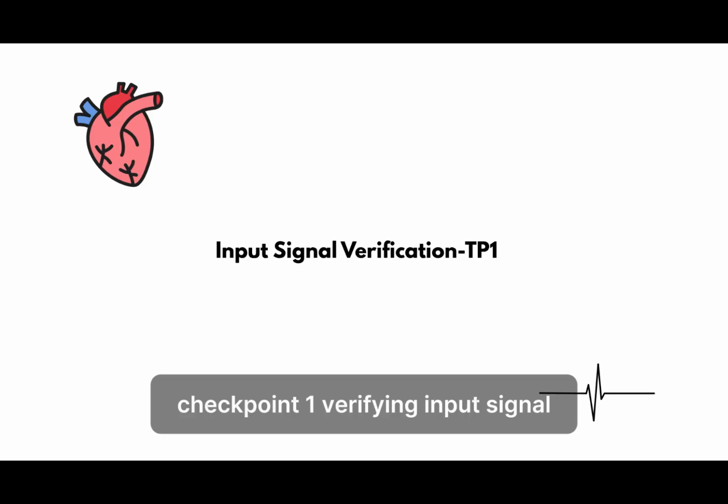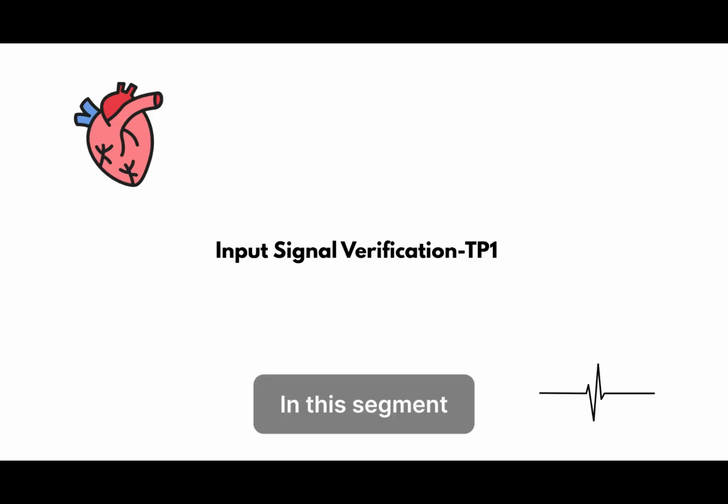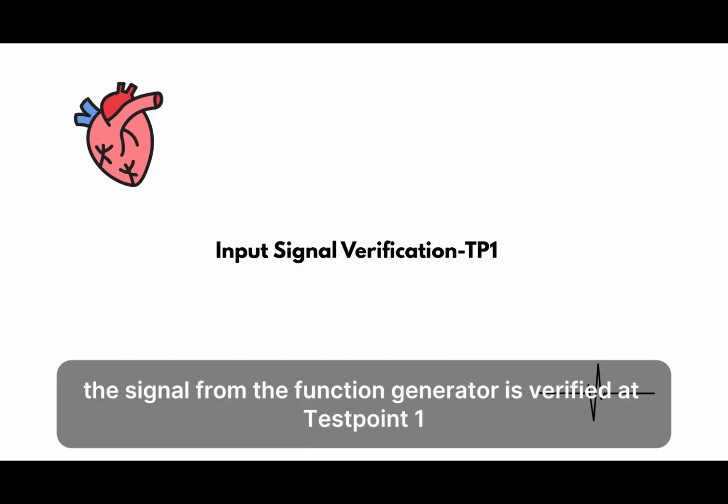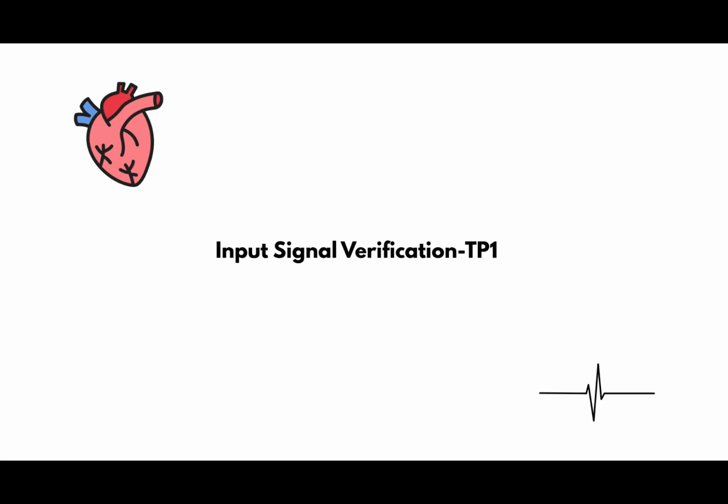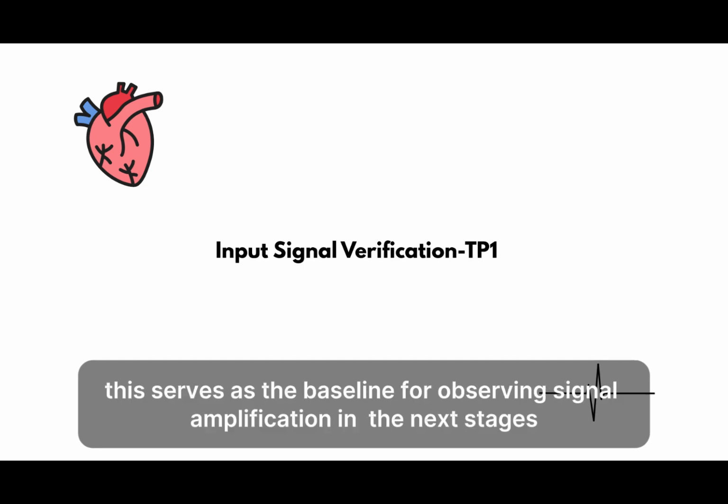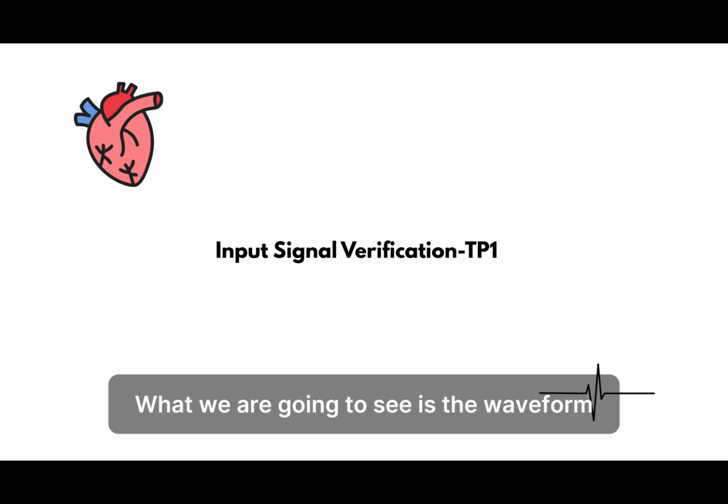Checkpoint 1. Verifying input signal. In this segment, the signal from the function generator is verified at test point 1. This serves as the baseline for observing signal amplification in the next stages.